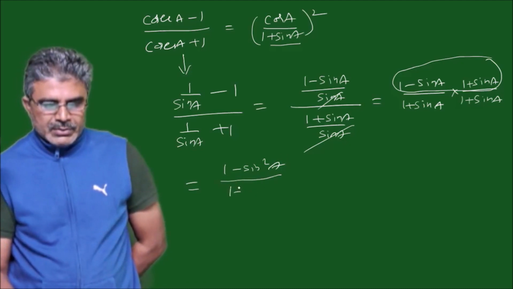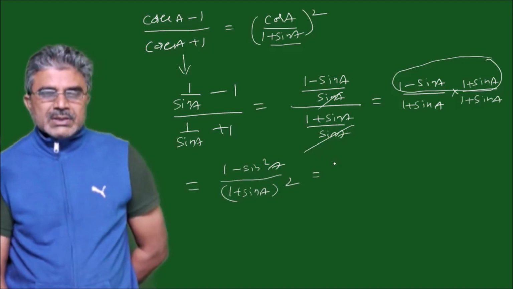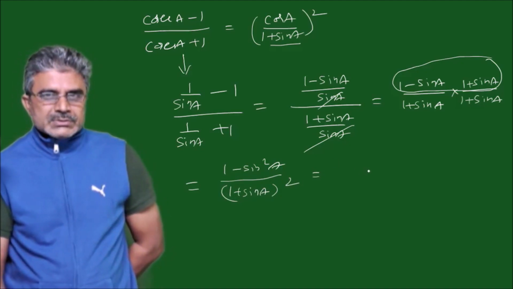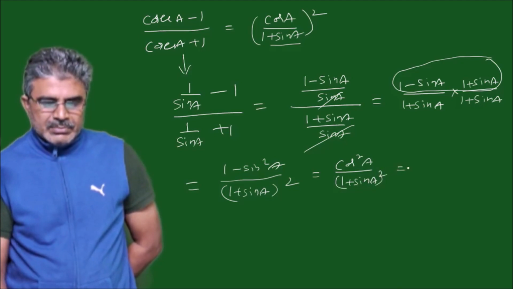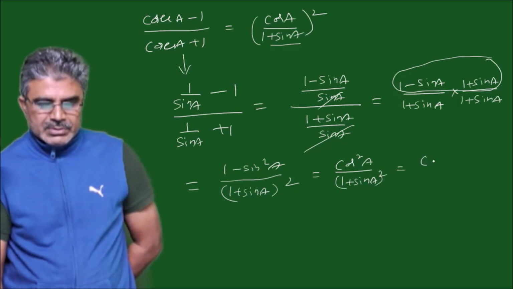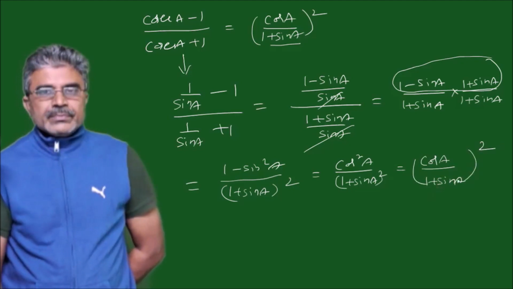Below you have (1 plus sin A) whole square, and 1 minus sin square A can be written as cos square A. So cos square A by (1 plus sin A) whole square. I am taking the square for the whole term, like (cos A by (1 plus sin A)) whole square, which is the RHS.